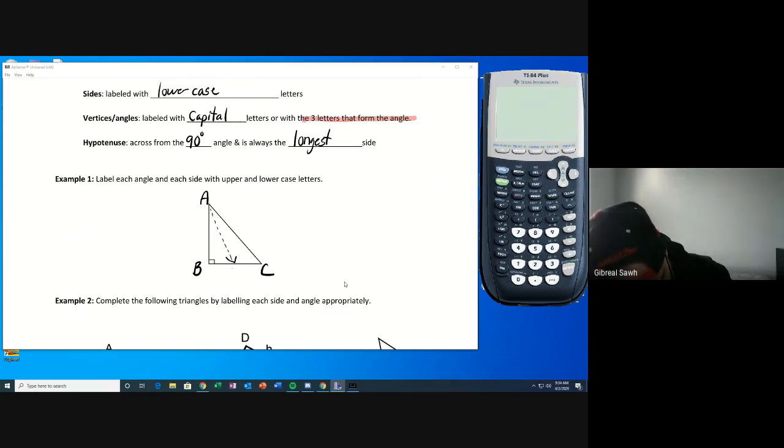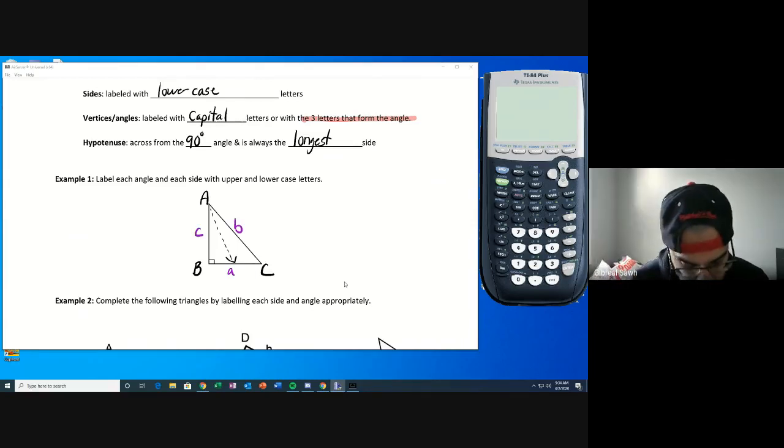So I'm actually going to change that color. We'll use purple. Okay, that'll be a. Side length b is going to be our hypotenuse since it's across from our 90-degree angle. And lastly, our side length c across from capital letter C. Okay, that's how we're going to label a triangle.